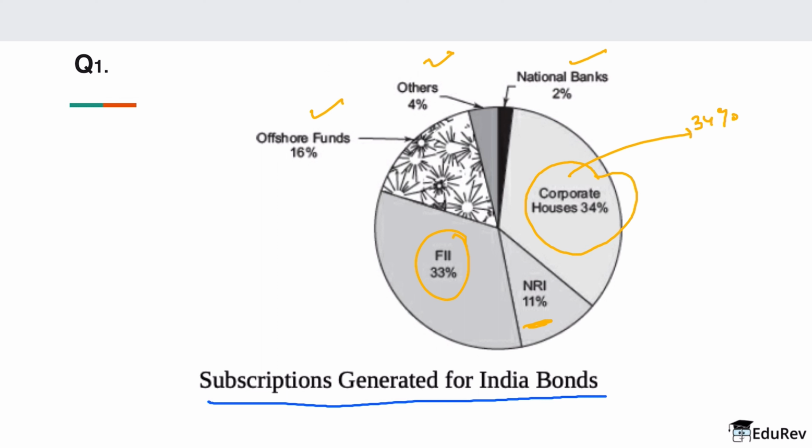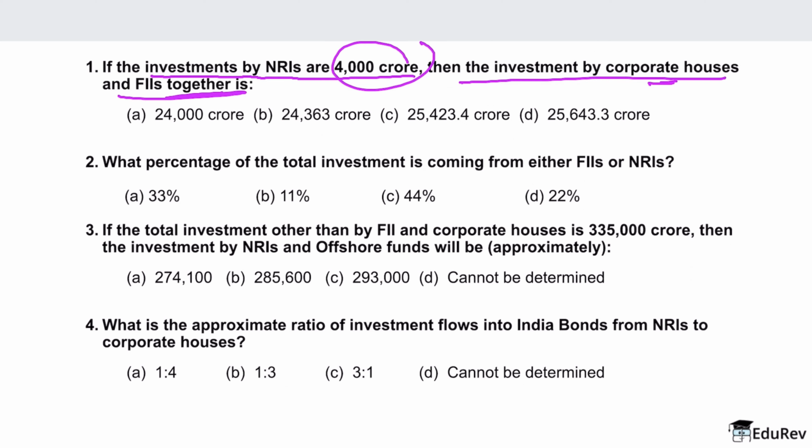Now for corporate houses, if I can see, it's 34. And for FII it is what? It is 33%. So if I add them both, 34% and 33% is going to be what? 67%. Correct. 67%. And for NRI, the percentage is what? 11%. So 67% and 11%. Because we wanted to find out for corporate houses and FIIs together. So for that it is 67 and for NRIs it's 11.